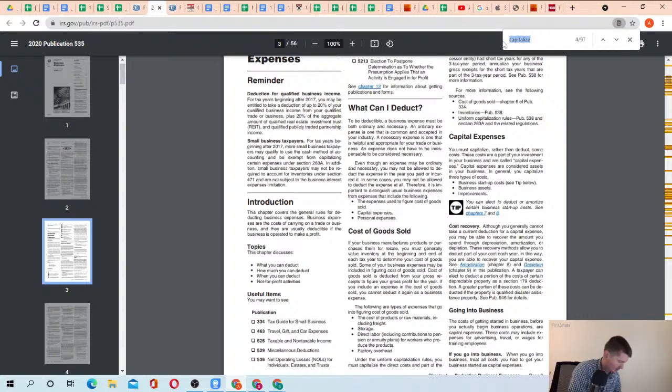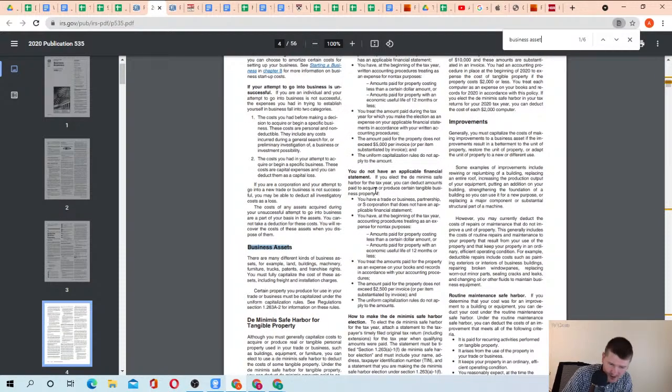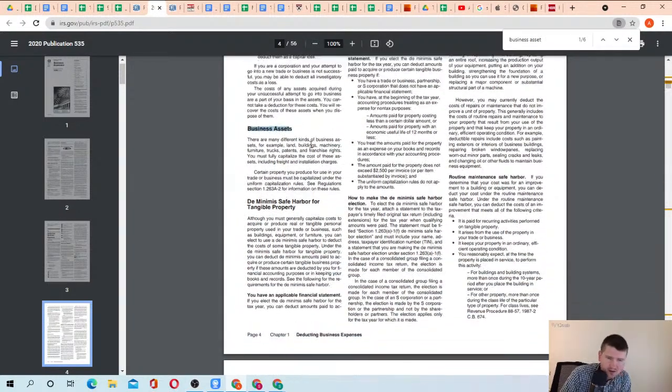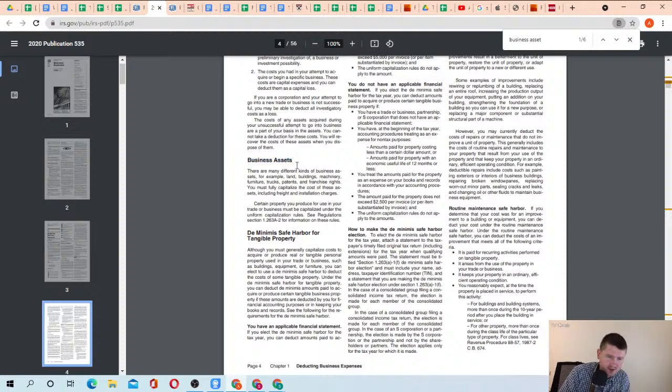Let's see. Do we have any match? Business assets. Yeah, we have a separate paragraph on business assets, and we will use it right now. There are many different kinds of business assets: land, buildings, machinery, furniture, stock, and so on. Certain property produced for use in your trade or business must be capitalized under the uniform capitalization rules. That uniform capitalization rules mostly deals with inventories. Let's see.